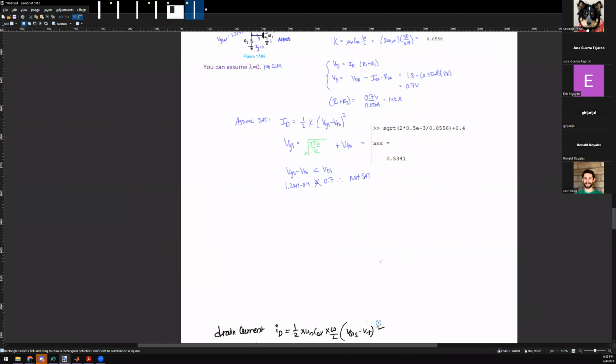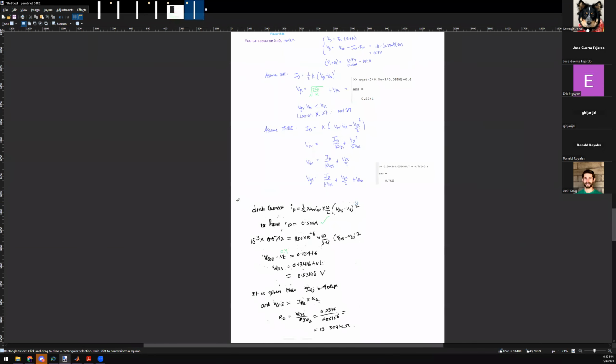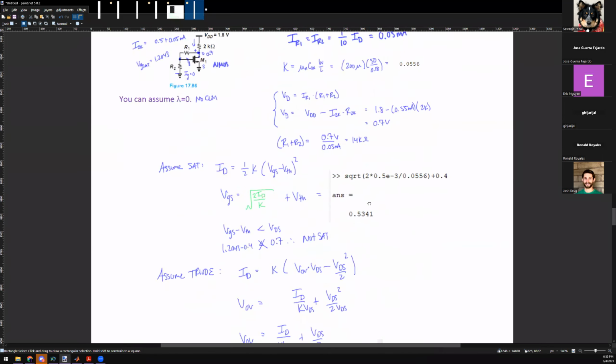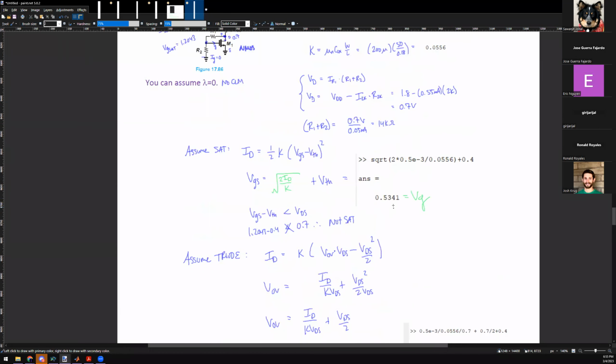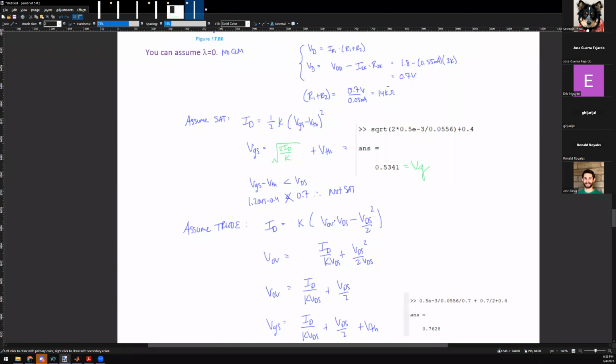All right, I'll leave this here. This is possible. Okay, so now we have a VG. Now we want VG to be equal to 0.5341, and the voltage divider total resistance is going to be 14K, and I want this voltage here to be 0.5341. Meanwhile, the total resistance is 14K, and I want this voltage here to be 0.7, and that is enough information to establish R1 and R2.